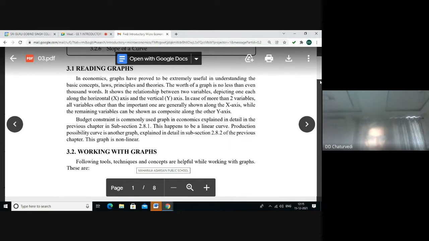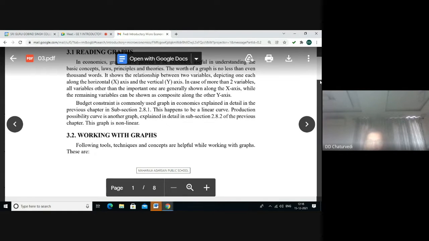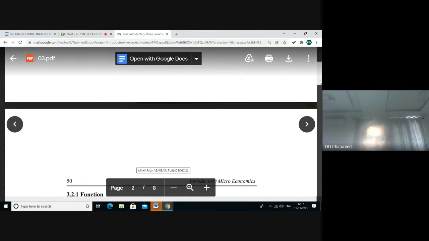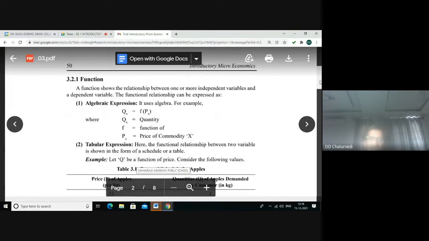The relationship is shown through two variables depicting along x and y axis respectively. When we have more than two variables, we can use at the most a three-dimensional diagram, the understanding of which is very difficult. That means algebra is going to be used for multi-variable situations. We are going to use the following techniques and tools for this purpose.